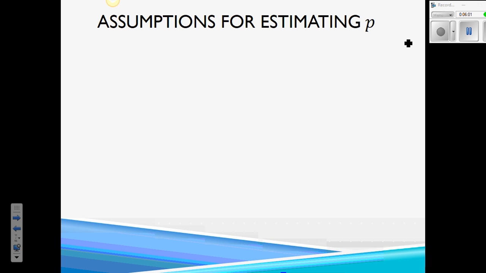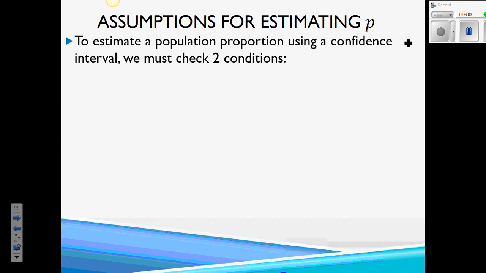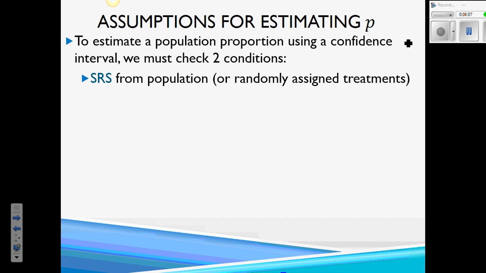All right, let's go to assumptions for estimating P. We must check 2 conditions. The first one is that you have a simple random sample or some sort of random assignment. So this is going to be for number 1 in those notes. You have to have your data come from a random sample, could be a random sample of citizens, a simple random sample, a stratified random sample. What's the key word? Random. It must be some sort of randomization.